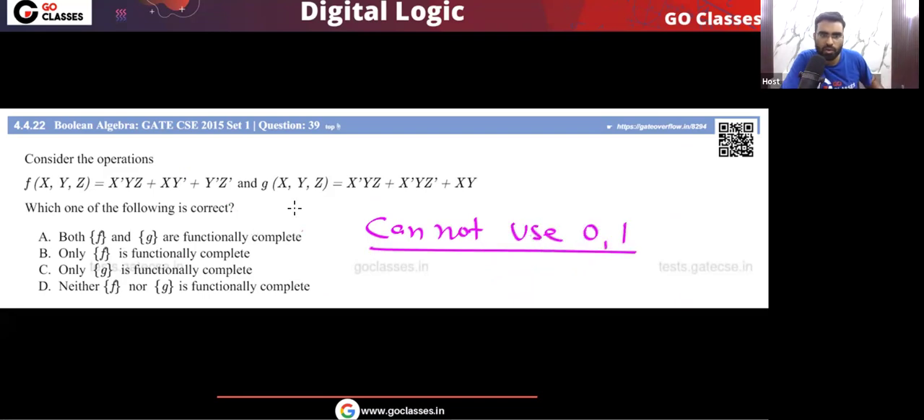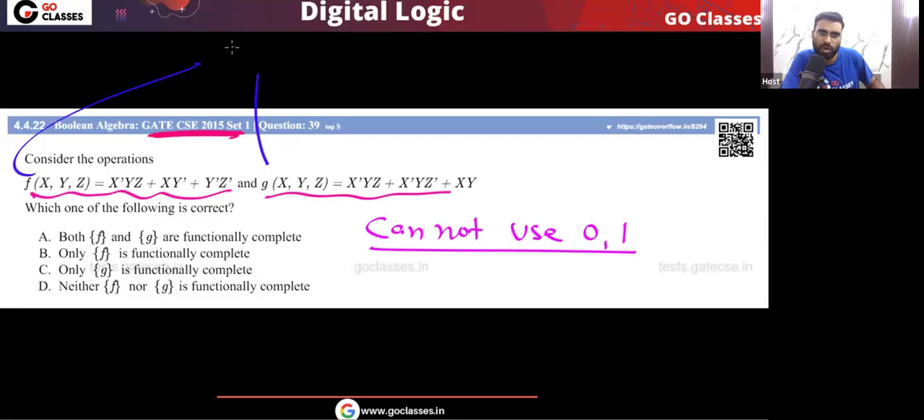You have to check whether this is functionally complete or not. This is a GATE Computer Science 2015 question, because this question is talking about functions. Yes or no? This question is basically talking about functions. It is not talking about digital circuits. So here you cannot use 0 comma 1.